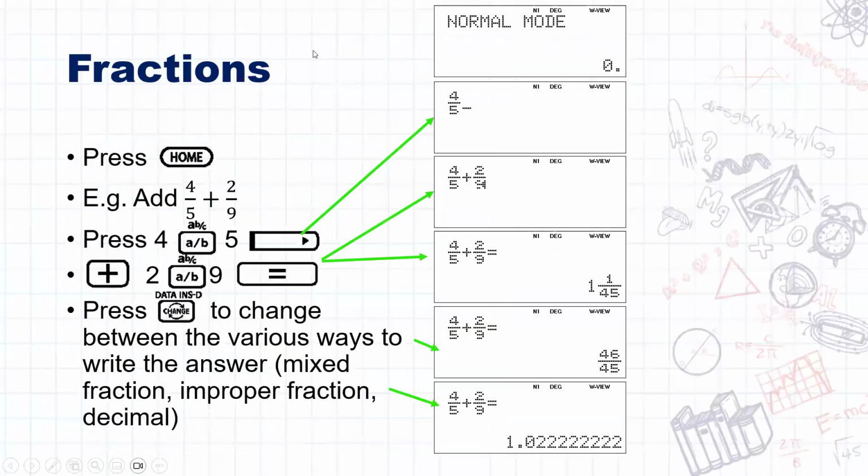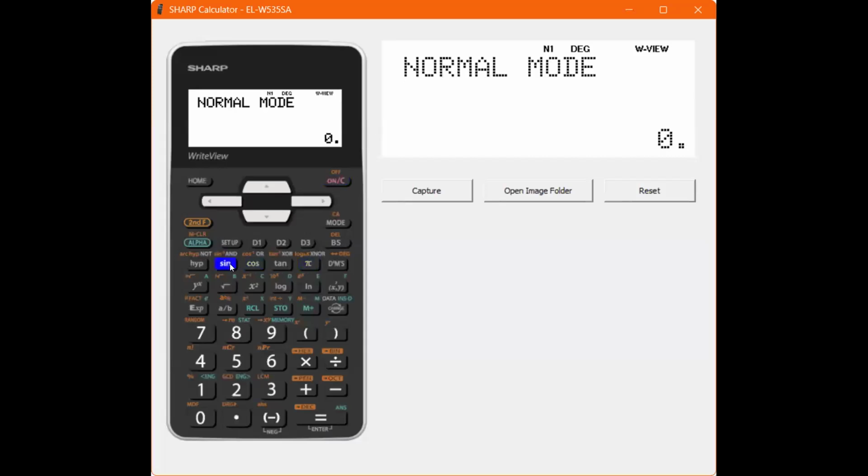All right, to add fractions, again, very, very easy and simple. So I'm going to show you 2 different ways just so that you can see. So say, for example, we want to add 4/5 and 2/9. So here I'm going to first press my fraction button and then type in 4, press down, type in 5, press your right arrow key.